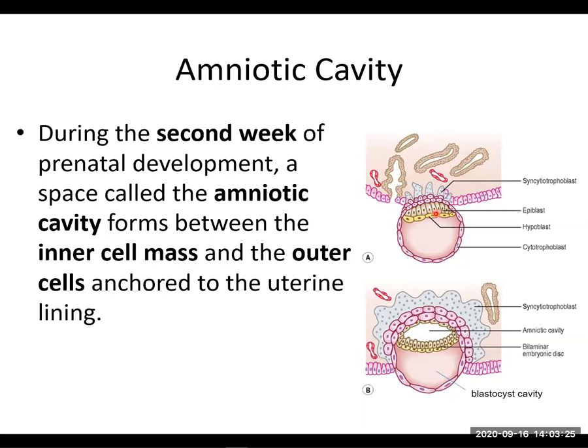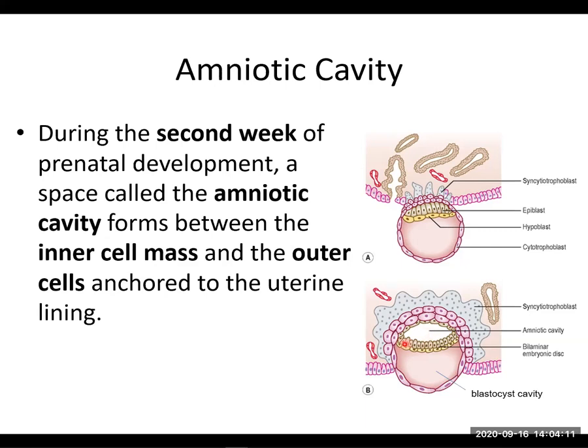And at the same time, this inner cell mass will develop further. One thing unique is that they will detach a little bit from the trophoblast. And in that region, they will form another cavity. Now we have two cavities. This newly formed cavity is called the amniotic cavity, containing the amniotic fluid.